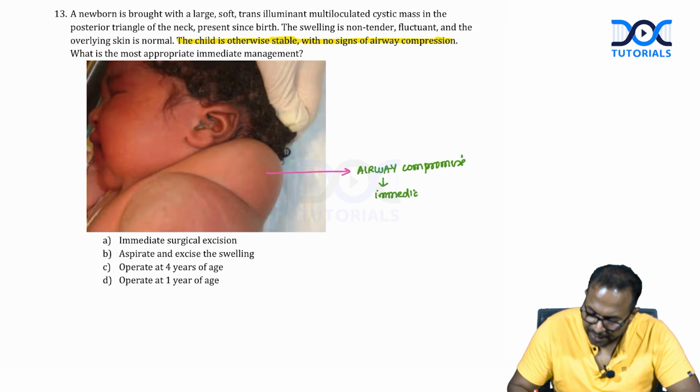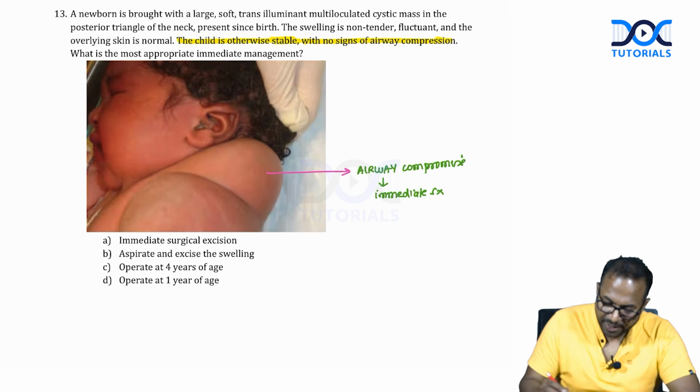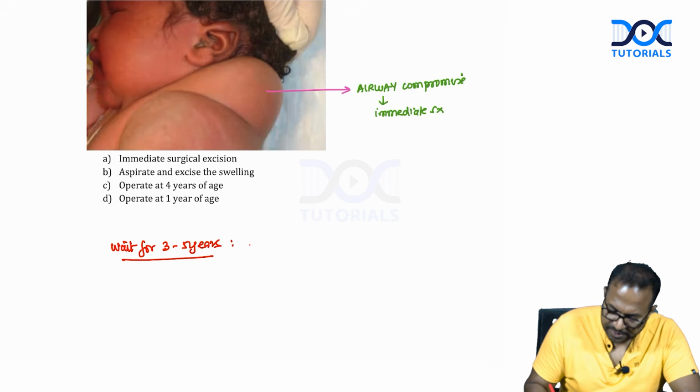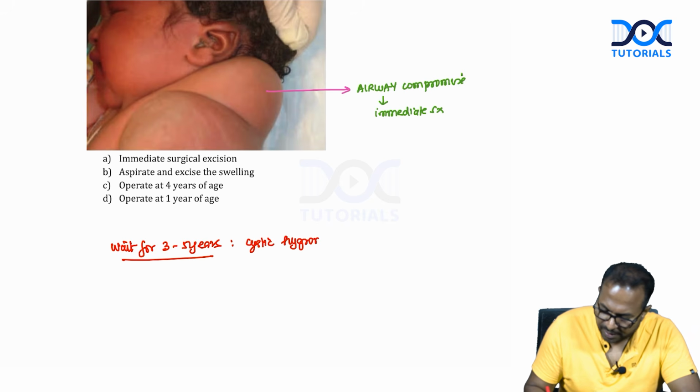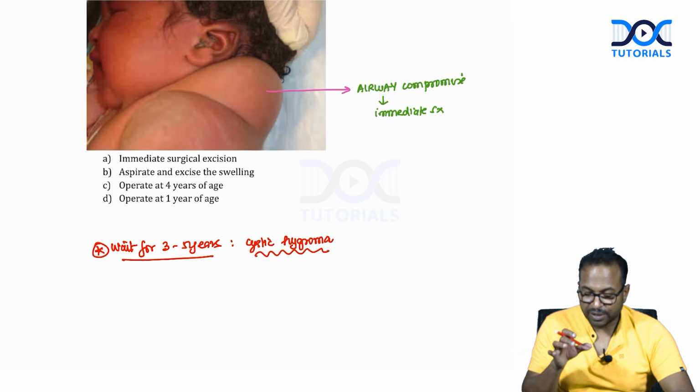But it is very clear there is no compression. So ideally, in asymptomatic cases, wait for 3 to 5 years. We can wait for 3 to 5 years in cases of cystic hygroma. This is a case of cystic hygroma. This is a direct MCQ from super specialty books, not from your regular books. This concept is also an old concept, but the question is new.